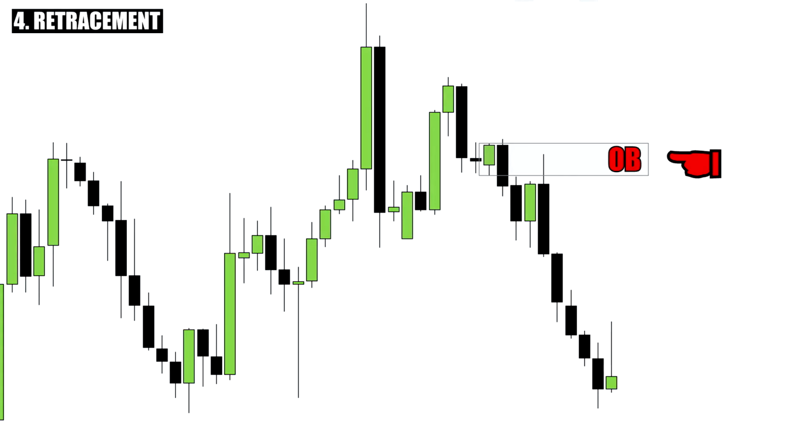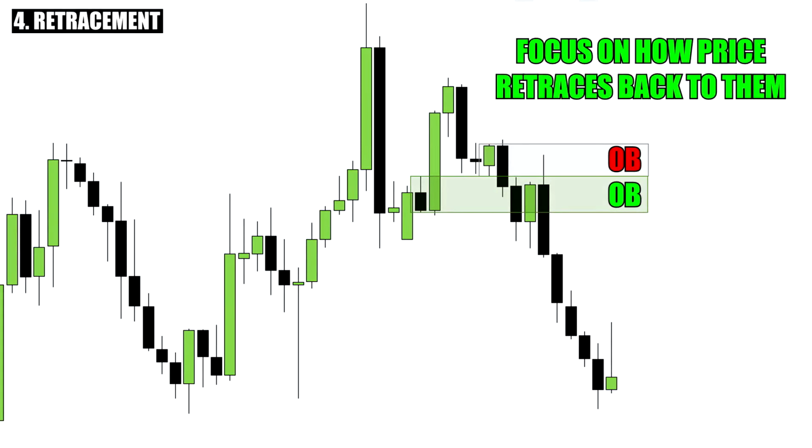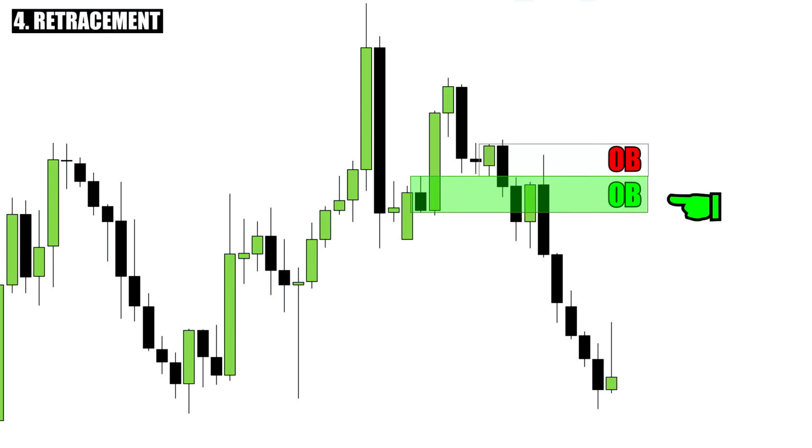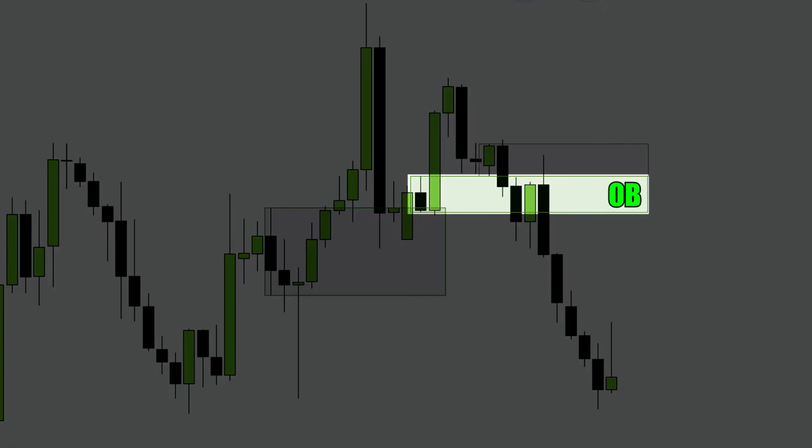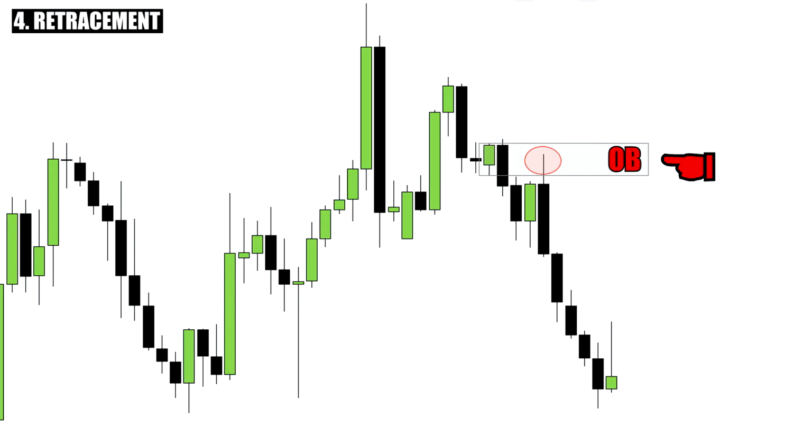Look at this bearish order block. Now compare it to another one nearby. What do they have in common? Focus not just on where they're formed, but how price retraces back into them. This particular order block was created based on a previous one. Yet notice something. The bullish order block fails, but the bearish one holds and drives price straight into the draw on liquidity. Why does that happen?